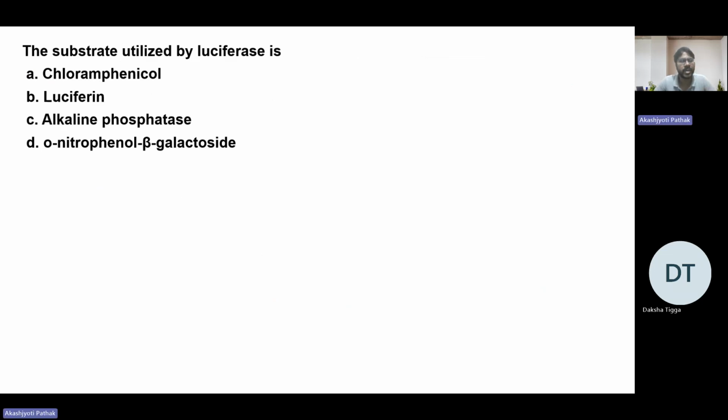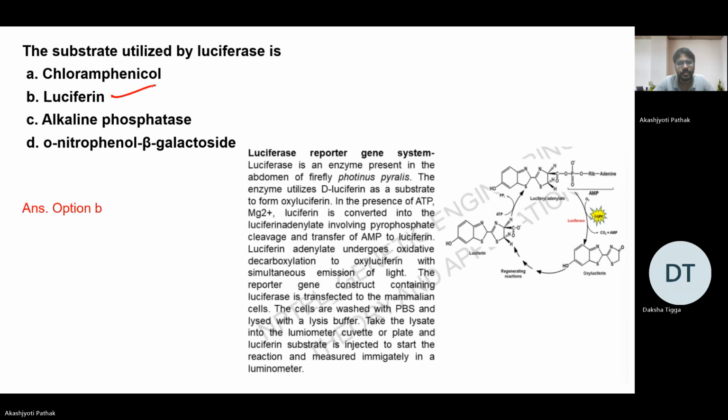So what is the substrate utilized by luciferase? That is luciferin. So luciferase, as I just discussed, will act on D-luciferin and convert it into luciferyl adenylate. Then this luciferyl adenylate gets converted into oxyluciferin by combining with oxygen. And when this oxyluciferin moves from the excited state to the ground state, it will emit energy in the visible light range.